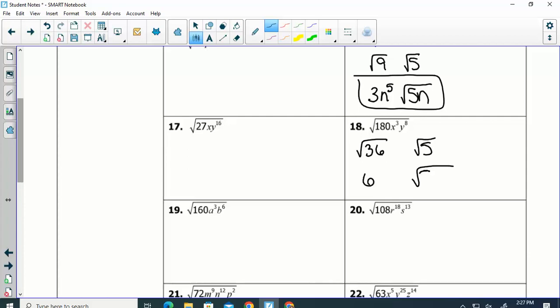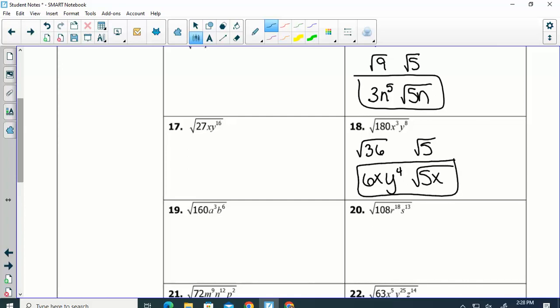So now we talk about the variables. If I have 3 x's, how many groups of 2? 1. How many leftovers? 1. Do we ever have more than one leftover in here? No. If we have 2 of them, we can make another pair of socks, right? Alright, if I have 8 y's, that means 4 come out, no leftovers.